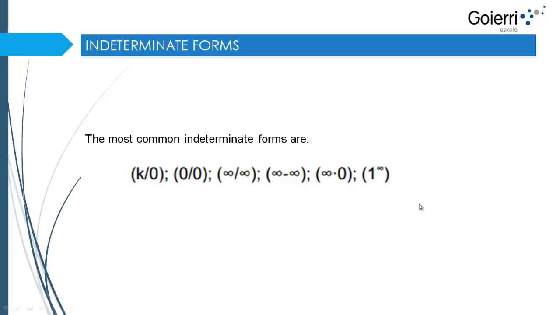So as you can see in these videos, we are going to talk about the most common indeterminate forms. As you can see on the screen, we have 6 of them, so today we are going to learn k over 0.